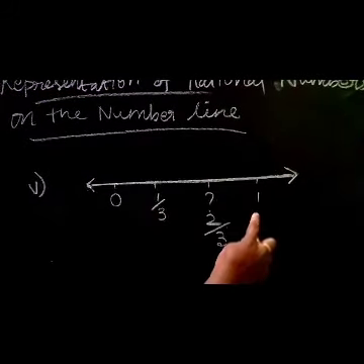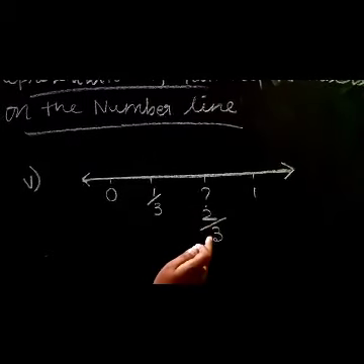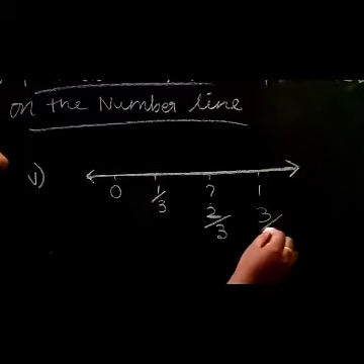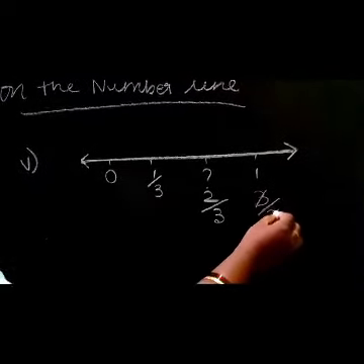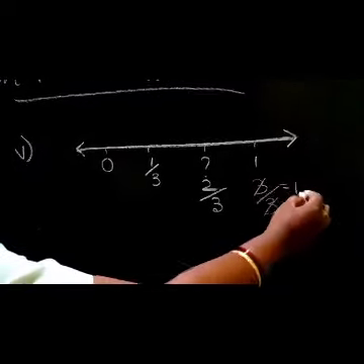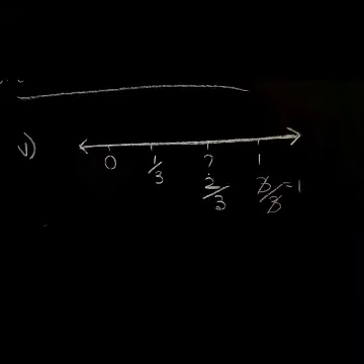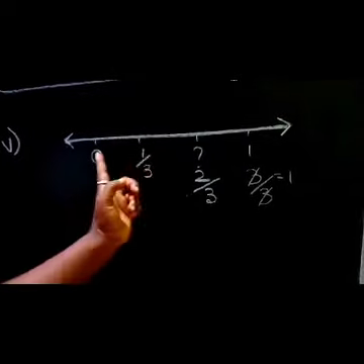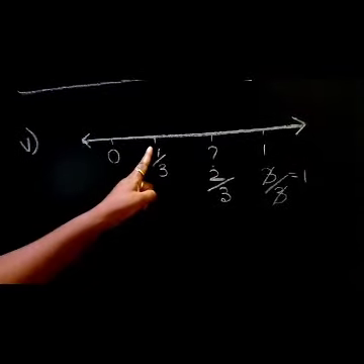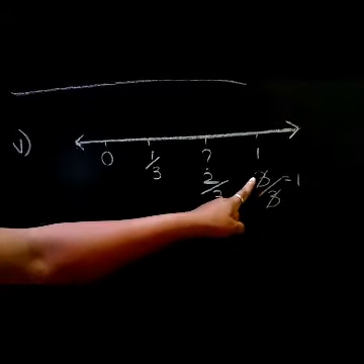So, what is the original value of this one? It is 1 by 3, 2 by 3, this is 3 by 3. When we have 3 by 3, numerator and denominator will get cancelled. So, the value is 1. This is called 1. So, we have divided 0 to 1 into 3 equal parts. That's why the first part is 1 by 3, second part is 2 by 3, third part is 3 by 3. That's why the value is 1.